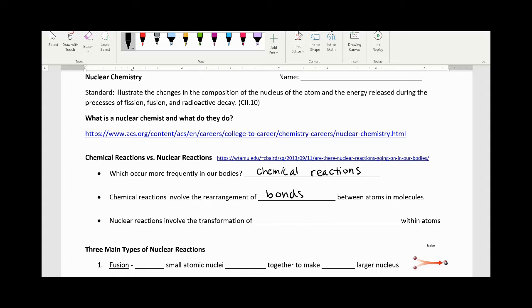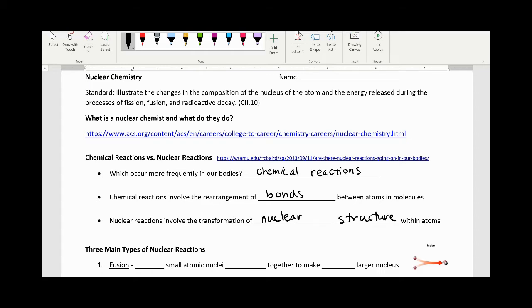We're breaking the bonds and then rebonding them in a different pattern. Now, nuclear reactions, on the other hand, we're not changing bonds, so to speak, but what we're changing is the nuclear structure within the atom.